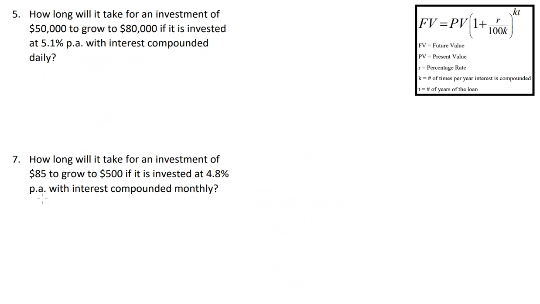Number 5, how long is it going to take for an investment of $50,000 to grow to $80,000 if it's invested at 5.1 interest compounded daily? Daily means that our k is 365. Okay, so if we're going to do this, we want it to grow to 80,000, start at 50,000, 1 plus, our rate is 5.1 over 100 times daily is 365. Whatever goes down below here also goes up here, 365.